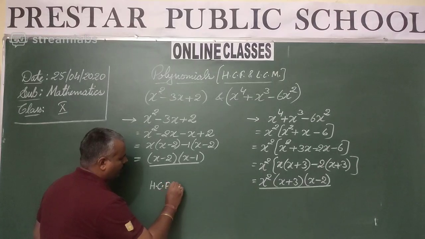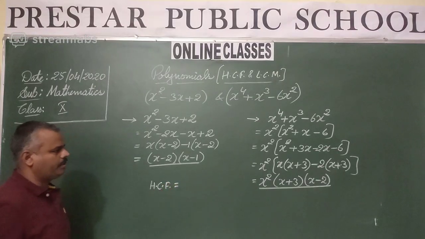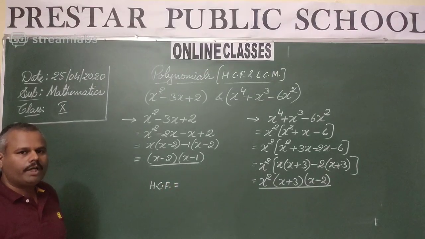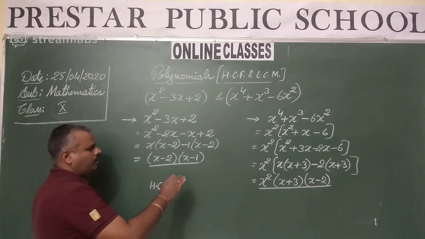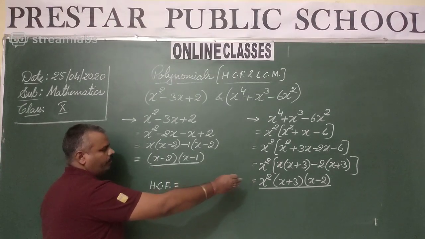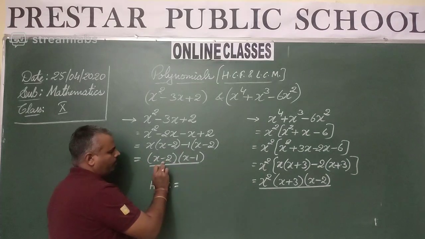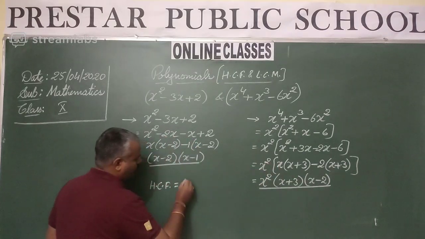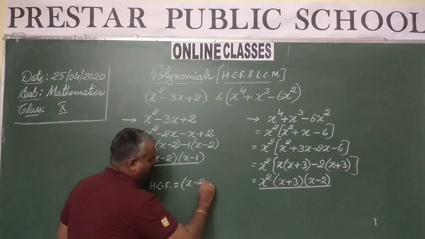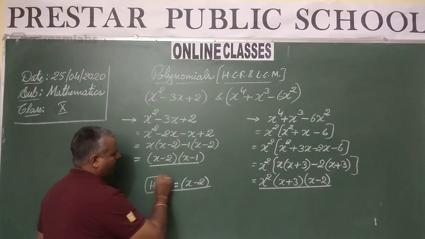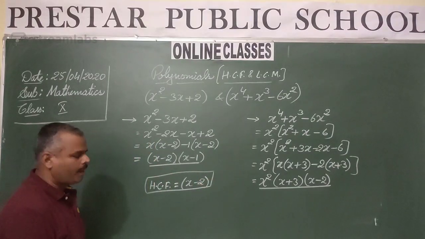If you are asked about the HCF, first write down the HCF. In HCF, what will you do? We will take the common factor with the least power. But here they are only with power 1. So the common factor is x minus 2 and x minus 2. So the HCF of this becomes x minus 2.